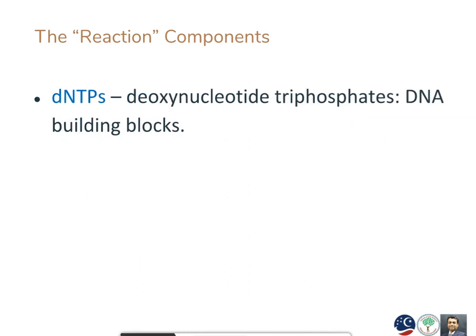Next requirement are the four different dNTPs, or deoxyribonucleotide triphosphates. They are actually the DNA building blocks. The DNA polymerase uses these dNTPs to stitch one after another to synthesize the new DNA strand.